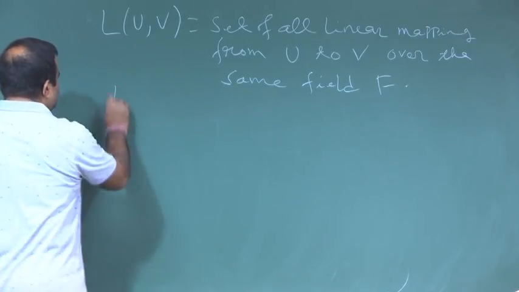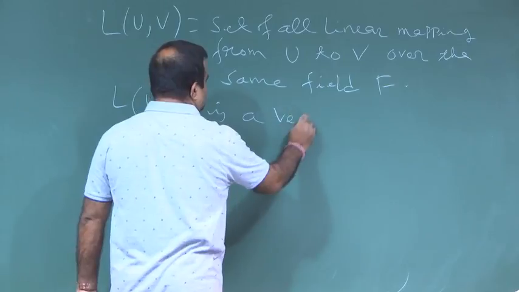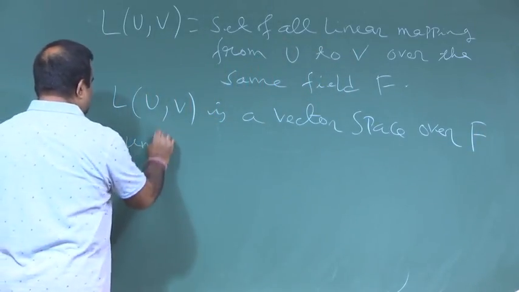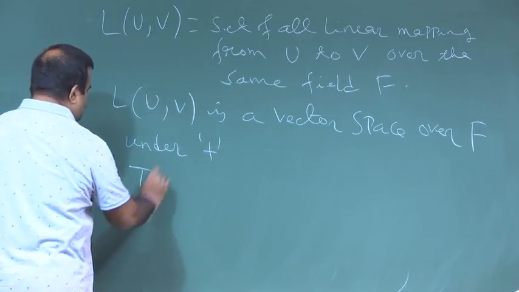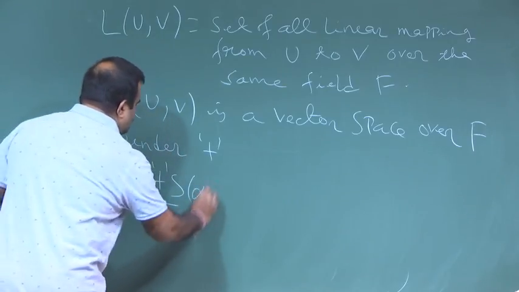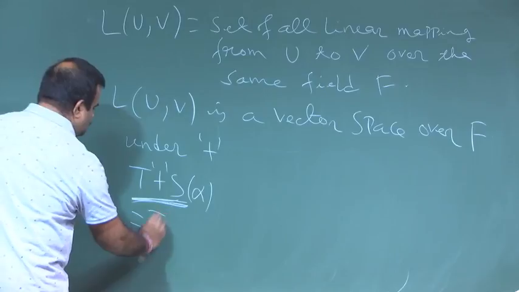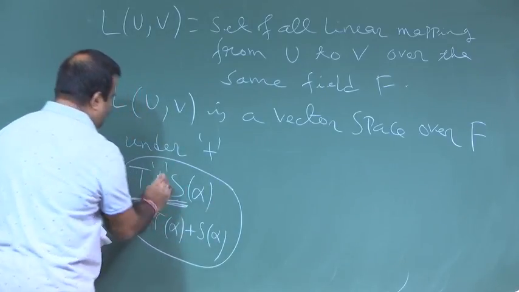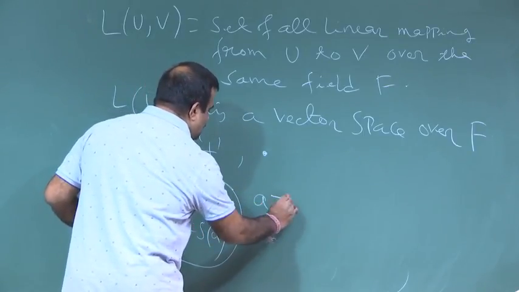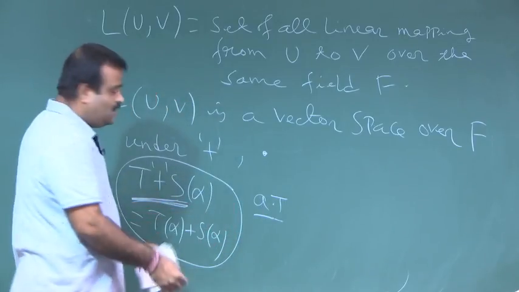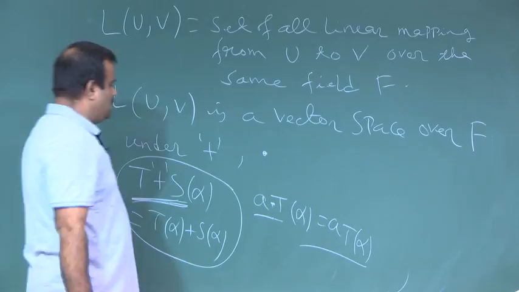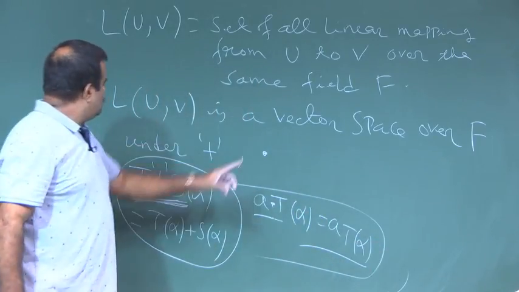And then this L(U,V) is also a vector space over the same field F under the two operations. Plus means T plus S. If we take two linear transformations, just now we have seen how we define plus: T plus S of alpha is T alpha plus S alpha, which is itself a linear transformation. Under plus and dot, we have seen that aT is a linear transformation again. So, aT of alpha is basically a times T alpha. This is our definition of these two operations. This is a vector space under plus and dot.